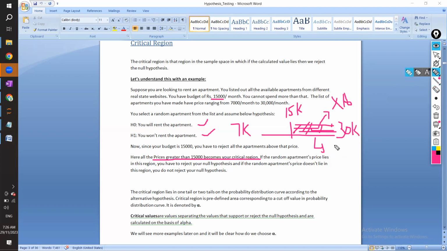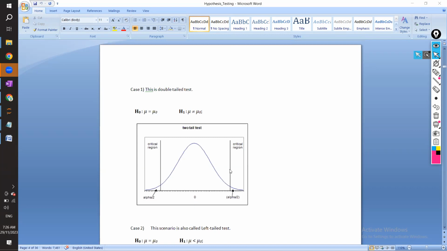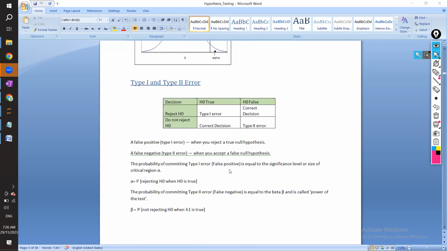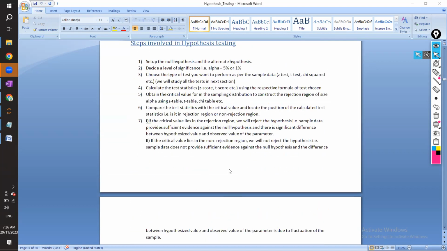The critical region lies in one tail or two tails on the probability distribution curve according to the alternate hypothesis. The critical region is a predefined area corresponding to a cutoff value in the probability. This we are going to see with an example, and you will have a better understanding.